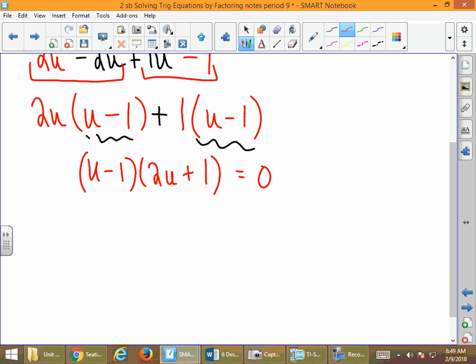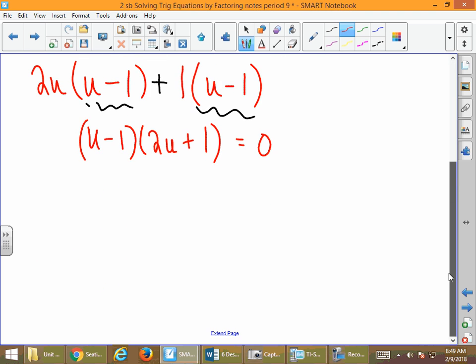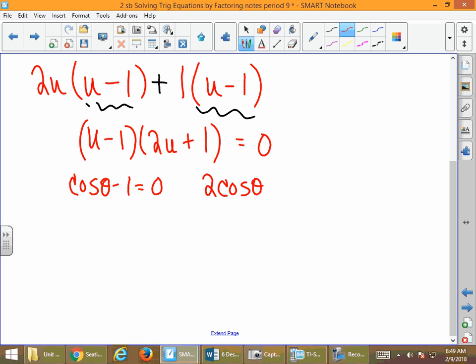But what we're ultimately trying to solve for is u equals cosine. So let's put the cosine back in here. Cosine of theta minus 1 equals 0. And 2 cosine of theta plus 1 equals 0. So this goes back to our simple trigonometric equations. We're going to add 1 to both sides. We get cosine of theta equals 1.